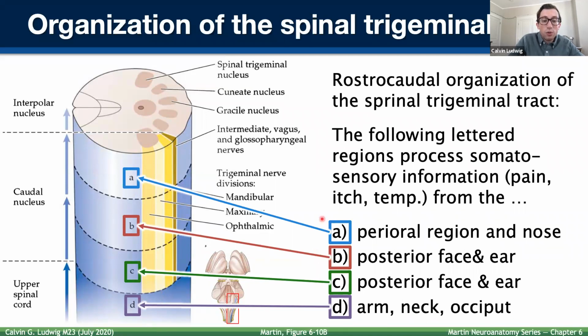So you can view these rostrocaudal sections of this part of the upper spinal cord, caudal nucleus and interpolar nucleus, as subserving similar functions, processing somatosensory information, but from different portions of your body, sort of on a rostrocaudal axis. It sort of corresponds to where the information is coming from, but the type of information is the same.